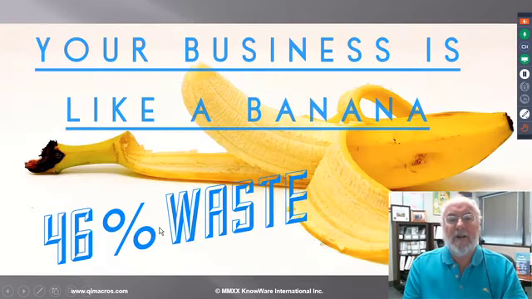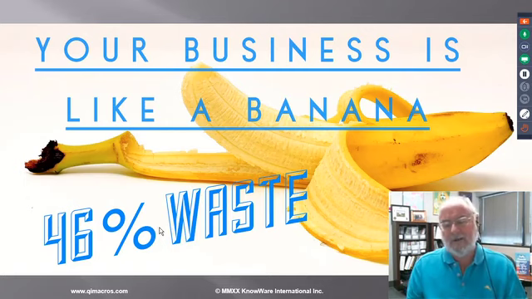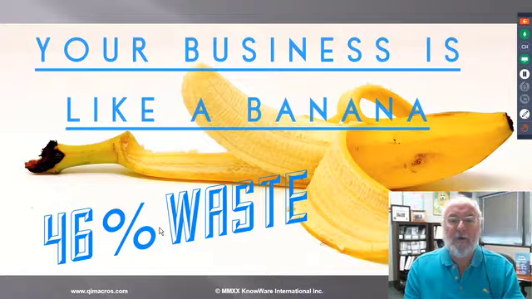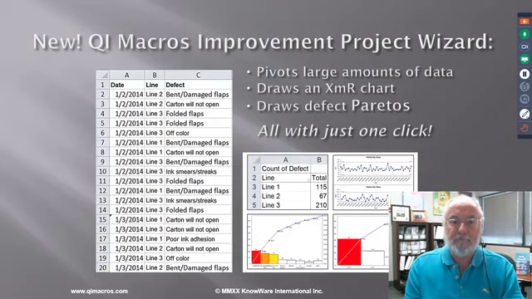Shigeo Shingo said your business is like a banana. It's 46% waste. And Juran always said it was 25 to 33%. So we know that there's a huge amount of waste in most businesses. And if we could unscrew that somehow, we could have all that money flow to the bottom line, which would boost profits, which would mean bonuses and promotions and all that other kind of stuff that you see out there, all right? So my goal is to help you get there from here.